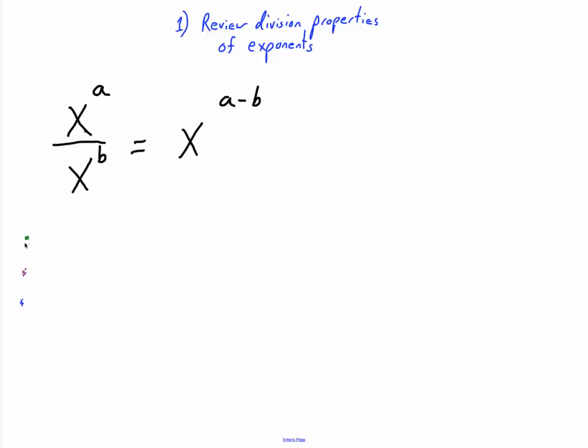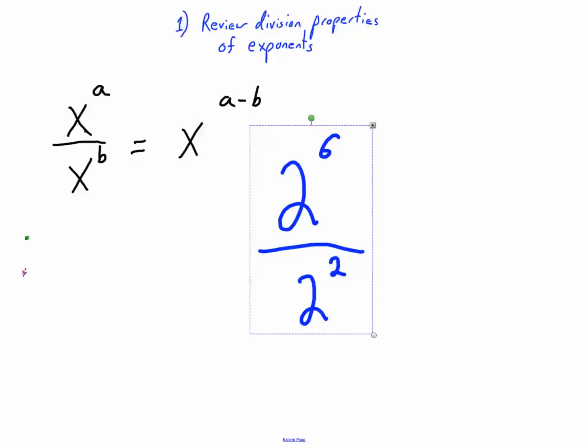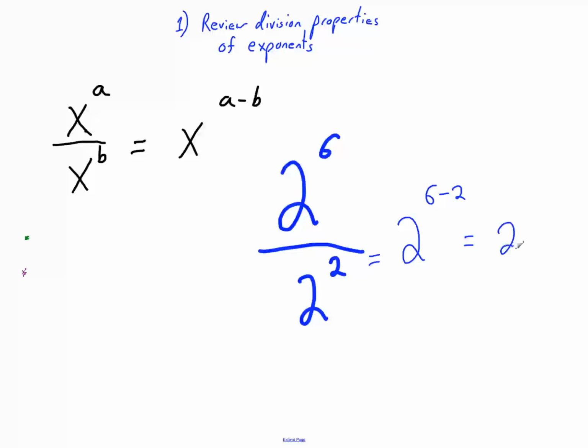So the first one, instead of having a variable x, let's say we have 2 to the 6 over 2 squared. Well, that becomes 2 to the 6 minus 2, which is 2 to the 4th. And we can do that out. 2 to the 4th is equal to 16. However, we can leave it like this. We're going to be leaving things in terms of exponents today and in future lessons.